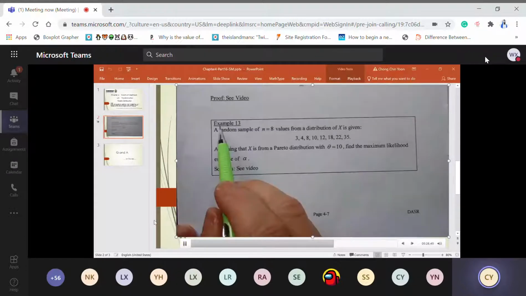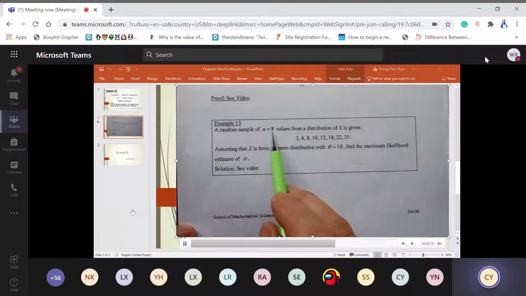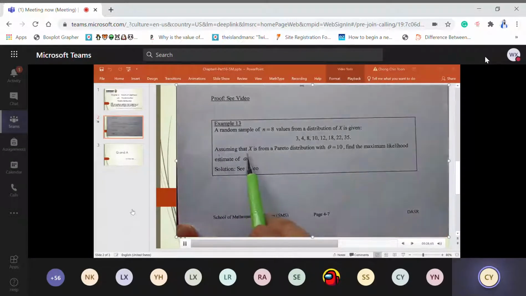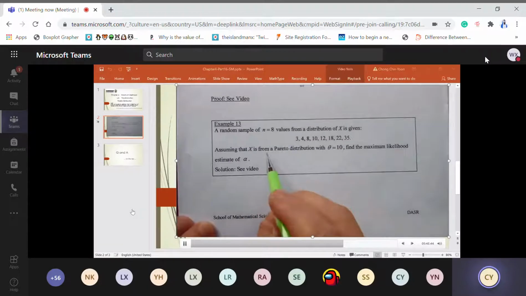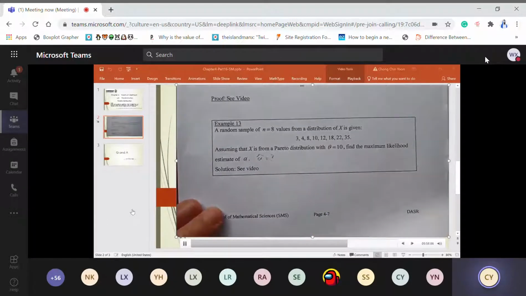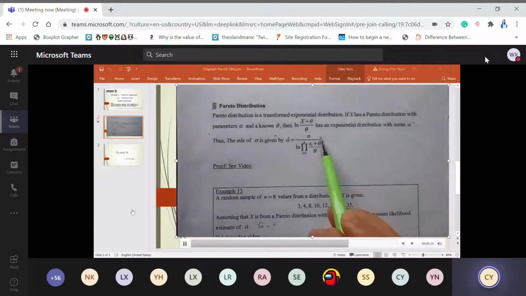Example 13. A random sample of 8 values from a distribution of x is given as follows. Assuming that x is from a Pareto distribution with parameter theta equal to 10, find the maximum likelihood estimate of alpha. So our aim is to find the maximum likelihood estimate of alpha, and hence we have to use the formula we have proven.